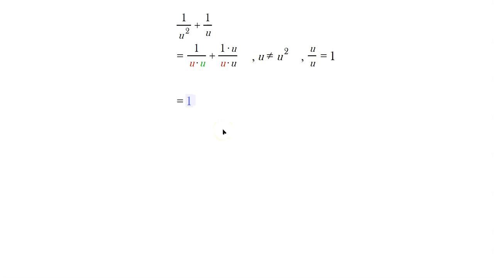So now you're going to have, in other words, 1 over u squared, going back to exponents, and then plus 1 times u is u, and in the bottom I have u times u, which again is u squared. And now I can simply rewrite this as 1 plus u. So add up the numerators, and in the bottom I can just put the denominator once as u squared, and then this would be considered the answer here.